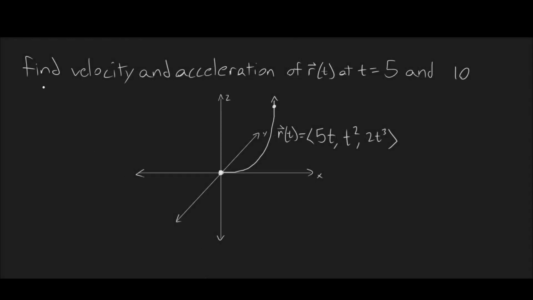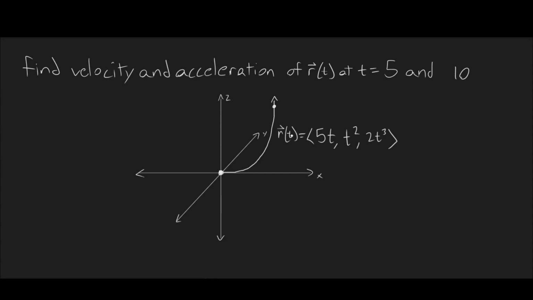So this question asks us to find the velocity and acceleration of r of t at t equals 5 and 10, where r of t is a vector valued function, which is 5t comma t squared comma 2t cubed, and it gives us this curve in space. Because it's a vector valued function, it has the parameter t, and it gives us this curve.